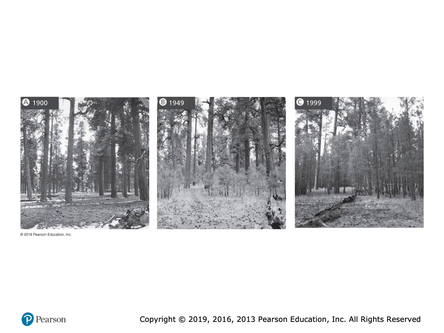This is how fire suppression actually creates a risk. This sequence of photos was taken in the same Ponderosa pine tree stand during the last century. Prior to 1900, frequent fires in the understory kept the stand open. And by 1949, in the absence of fire, young trees had invaded the understory.